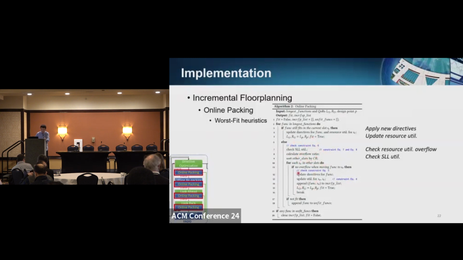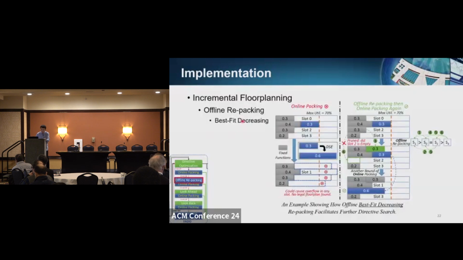Since the online packing tends to spread functions evenly on each slot, which is the worst fit heuristic, when there is a dramatic change of resource, say if we have an oversized function, the balance could be harmful because the available resources are also evenly spread on multiple slots, but each time you can only choose one slot to pack your function, right? So here we introduce the offline repacking stage with the best fit decreasing heuristic, which adversarially compacts the floor plan from time to time to make space for the potential large modules.